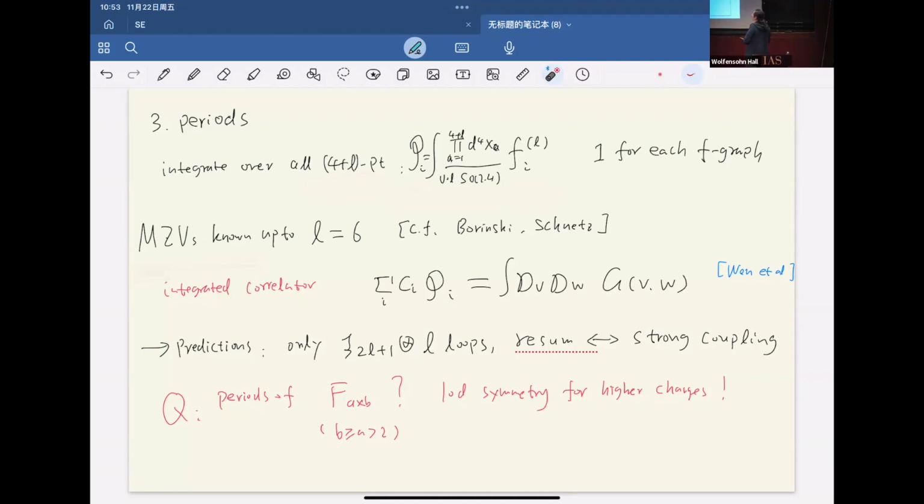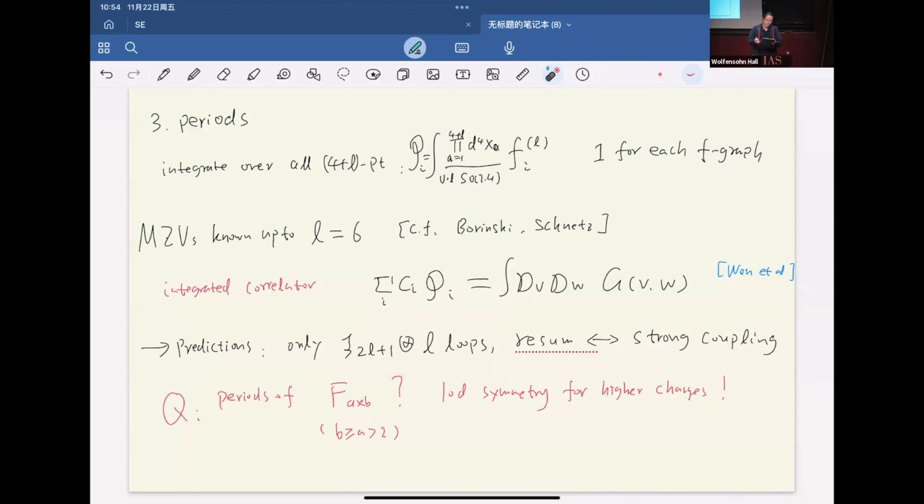And this has been computed up to 6 loops, and this has some interesting correspondence with the physics side, which is also results from localization or from integrability that give you the sum of all these periods with the correct coefficient. That has been very simple. For the sum of all these periods, there's a prediction that at L loops, only the zeta 2L plus 1 appear. Okay, and there's even some result about resumming them and comparing with strong coupling.